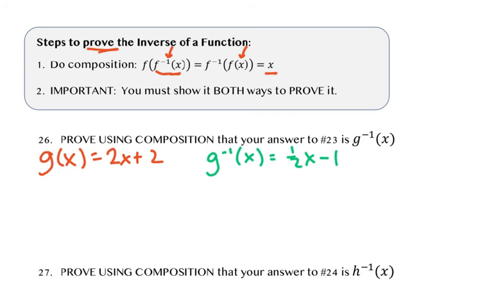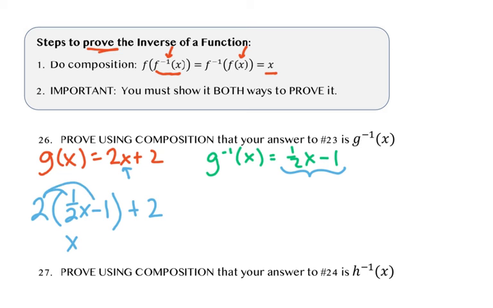Okay, so to prove it, the first thing I'm going to do is take my inverse and put it in place of x in my function. So putting that in there, 2 of that, and then plus 2. That's my 2x plus 2. And I'm going to see what that's equal to. So 2 times 1/2 x is 1x. 2 times -1 is -2, plus 2 equals x.